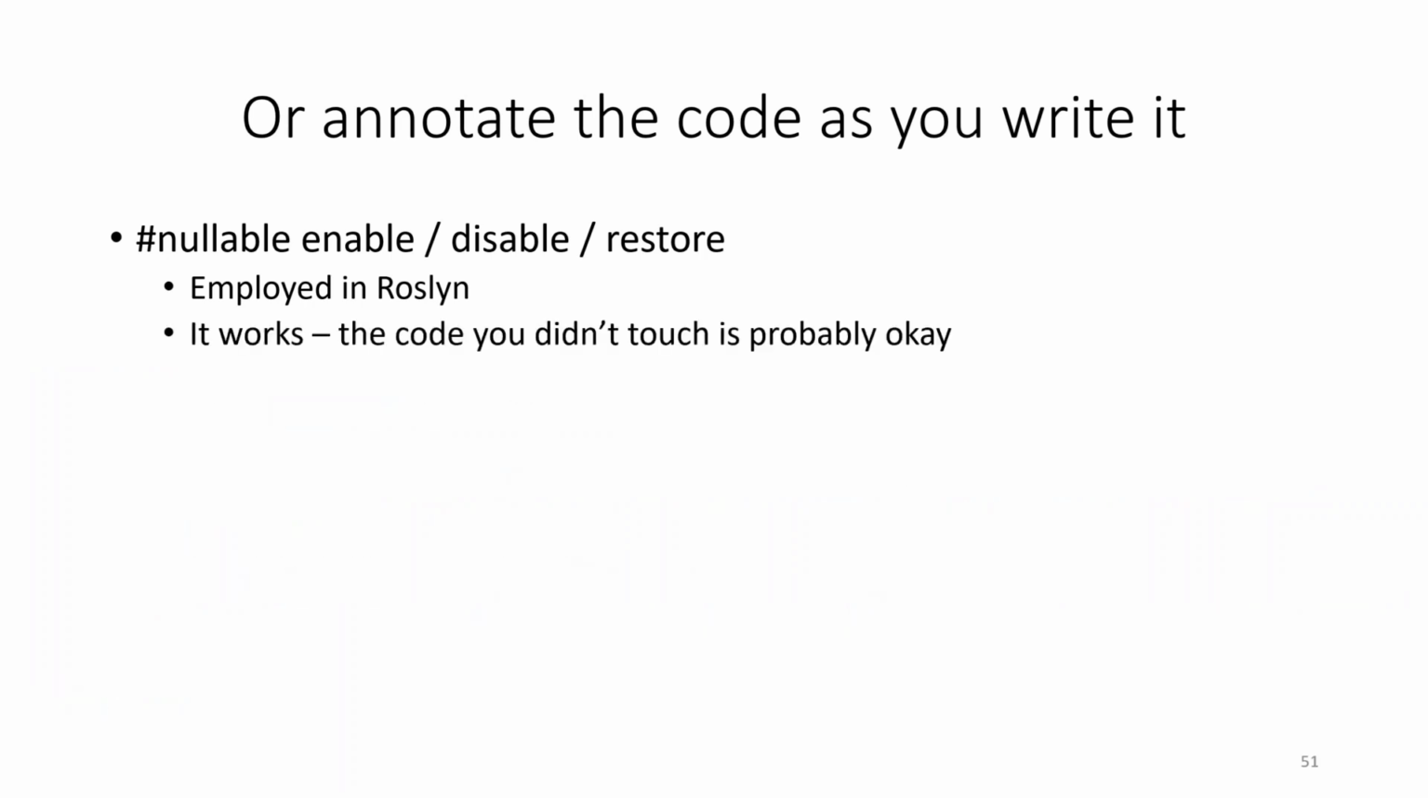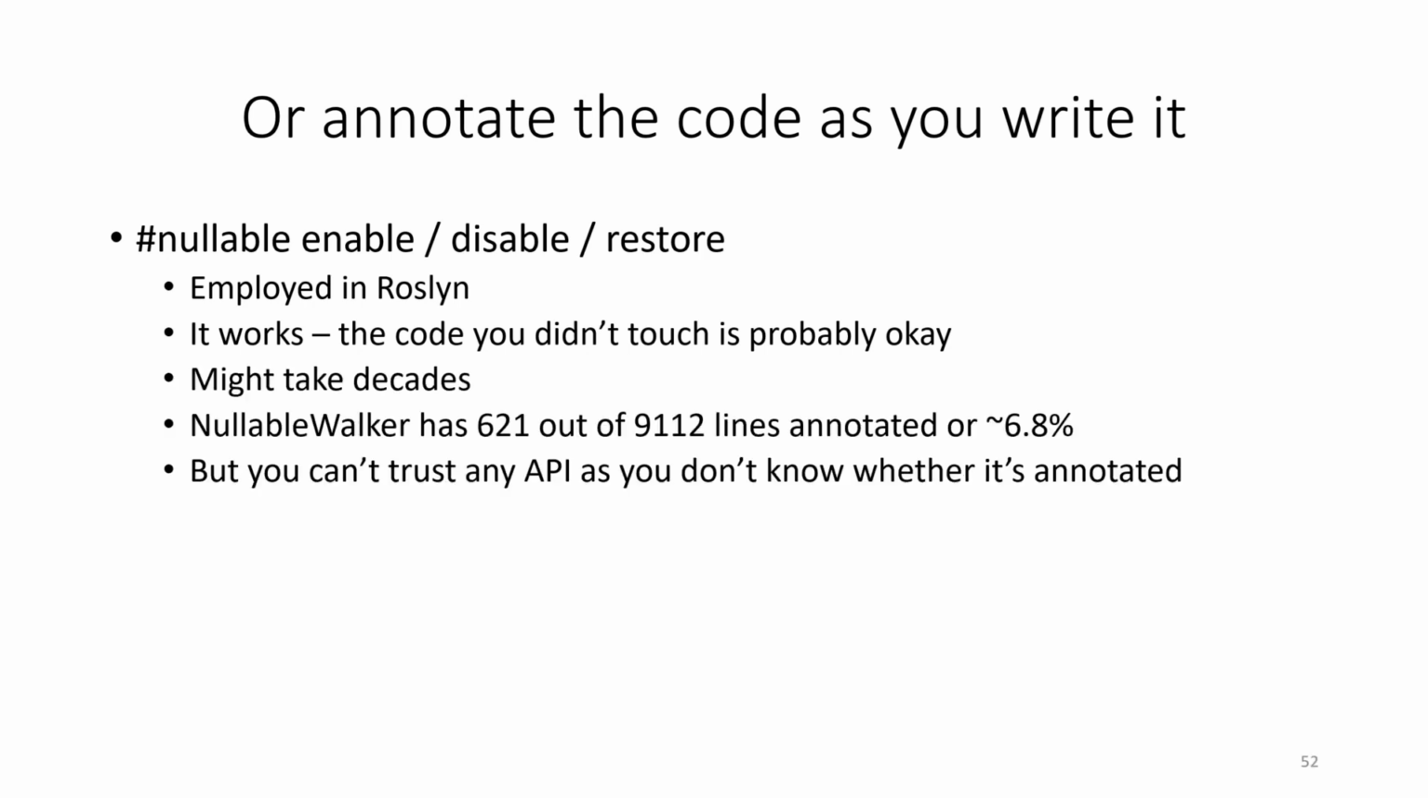And on the plus side, this works because the code you didn't touch is probably okay. You've already written it, tested it, delivered it, deployed it, and it already doesn't throw null reference exceptions. You probably don't want to waste your time annotating it. The downside is that it might take decades to annotate your whole project. For example, the nullable Volcker type has, as of now, only about 600 lines out of more than 9,000 annotated, which is about 7%. And until you finish this process, you can't really trust any API because you don't know whether it's annotated or not. And this is a big problem.